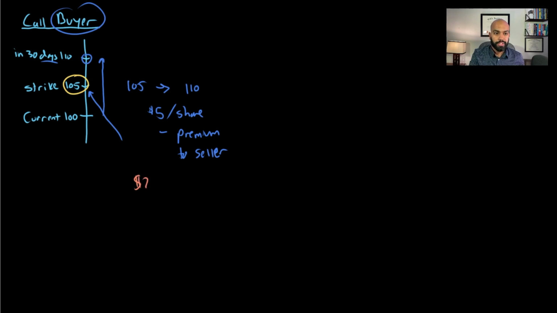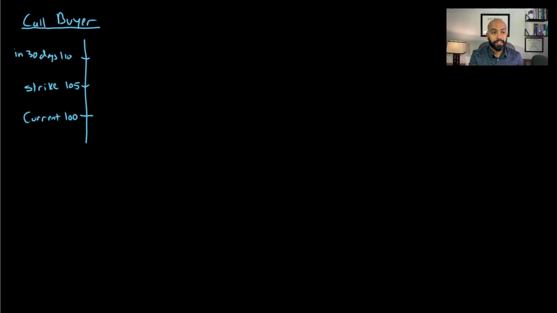So if the premium was $2, then that means the call option buyer would have made $5 minus 2, and they would have made a $3 per share profit. And remember, each contract is for 100 shares, so that would have been a $300 realized profit if they ended up executing this position. Now let's look at what would have happened if the stock actually stayed below 105. Well, basically, if the stock never went to 105, the call option would expire worthless. Why would it expire worthless? It's because remember, the call option gives them the right to buy 100 shares at 105.